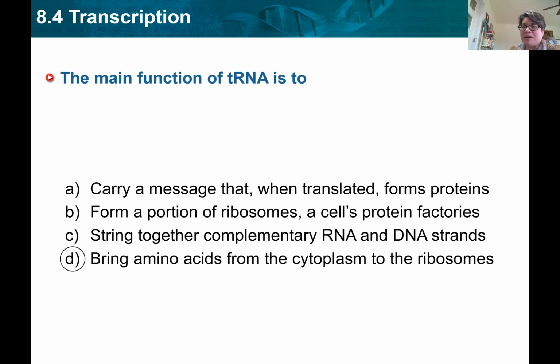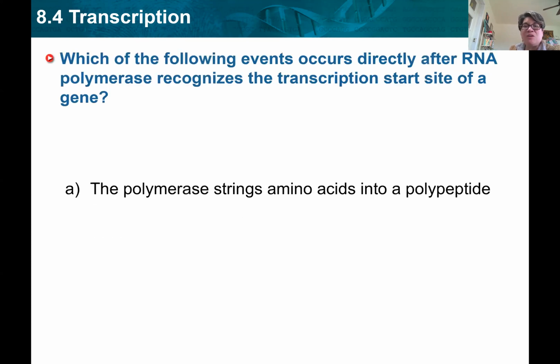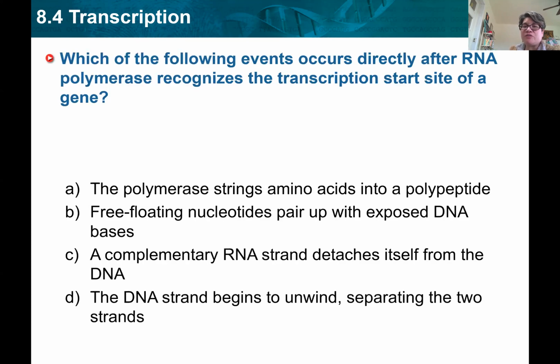So we're bringing amino acids from the cytoplasm to the ribosomes and matching them. Which of the following events occurs directly after RNA polymerase recognizes the transcription start site of a gene? So the DNA strand unwinds and it separates the 2 strands.